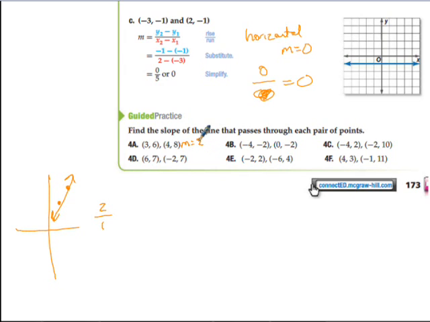Please don't tell me 2 over 1 is an answer. Okay? The slope here is 2. Go ahead and pause the video. Find the other 5 slopes. Pause the video now, please.